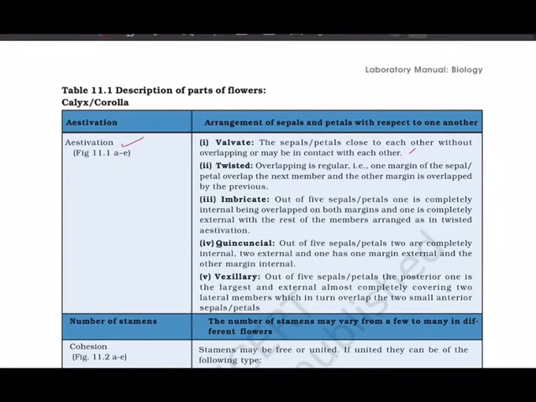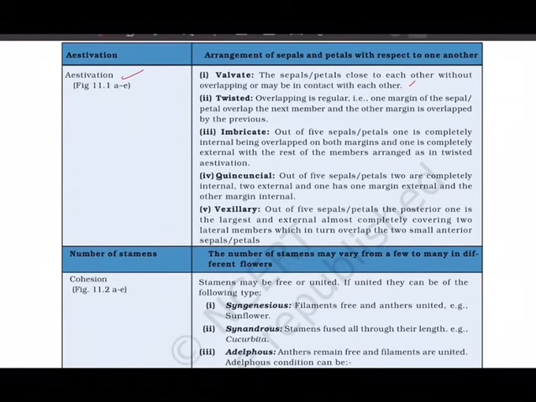One margin of the sepal or petal overlaps the next member and the other margin is overlapped by the previous. Third, imbricate. Out of 5 sepals or petals, one is completely internal, being overlapped on both margins, and one is completely external, with the rest of the members arranged as in twisted estivation. And quincuncial: out of the 5 sepals or petals, 2 are completely internal, 2 external, and one has one margin external and the other margin internal. That is 1 plus 2 plus 2.